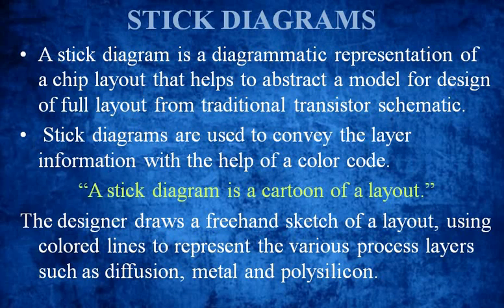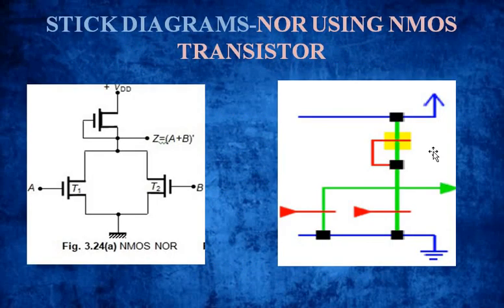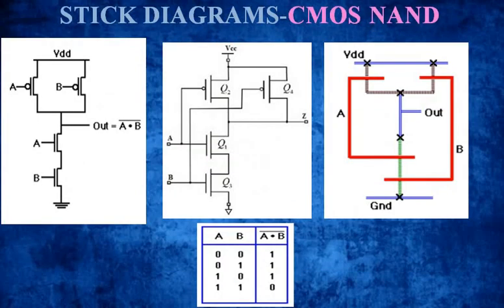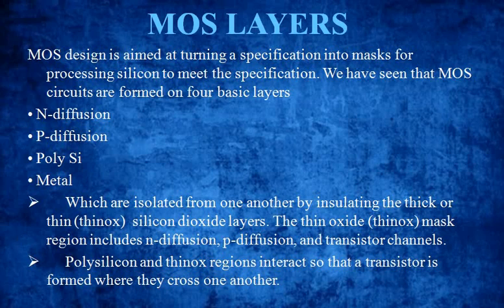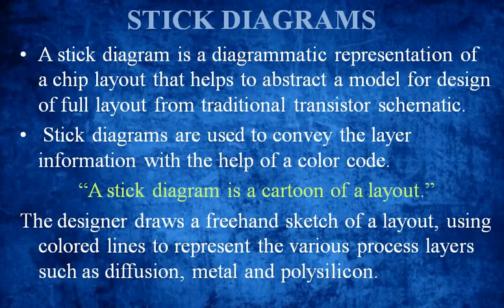What is a stick diagram? It is used to convey layer information with the help of a color code. We are giving each and every color information. By this you can know that we have a polysilicon, an N transistor, and two more N transistors over here, correct or not? It is a complete color representation which shows how many layers you are going to use and what they are. Everything is shown by using stick diagrams.